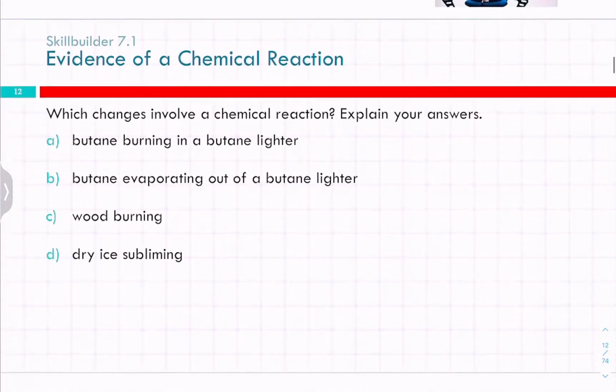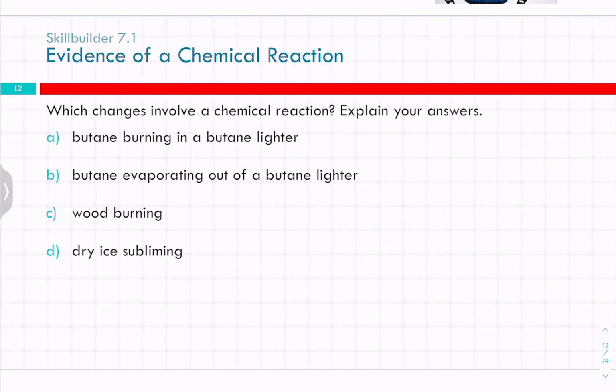So which of these changes involves a chemical reaction? Butane burning in a butane lighter. Why? How would you know that that's a chemical reaction? Light and heat, right? Yeah, so chemical.